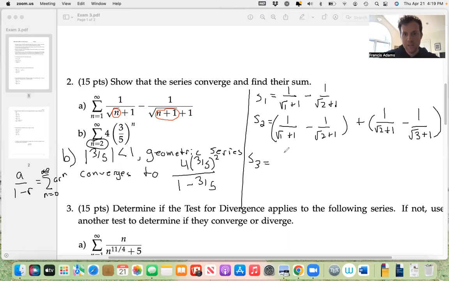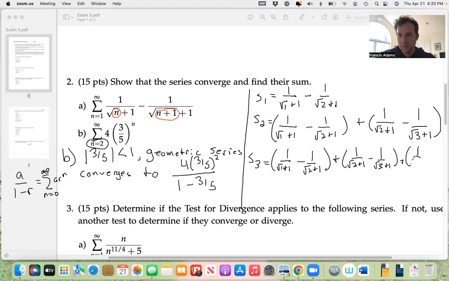And if we get S3, this means add up the first 3 terms, and we'll do 1 over the square root of 1 plus 1 minus 1 over the square root of 2 plus 1. Write smaller to try to squeeze this in. 1 over the square root of 2 plus 1 minus 1 over the square root of 3 plus 1. And then if we put in 3, now we get another 3 in here, but it's positive this time. And then if we put in n plus 1, we have negative 1 over the square root of 4 minus 1.